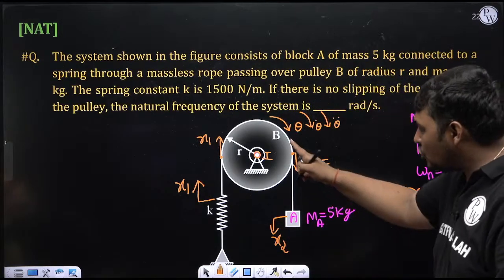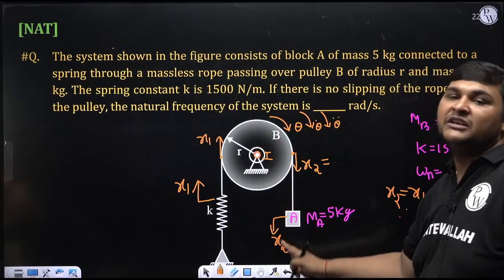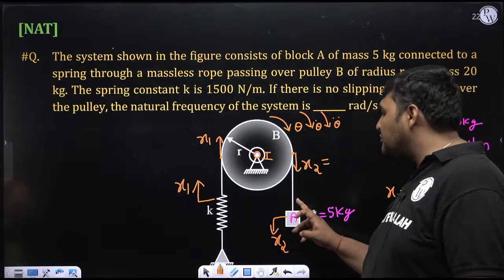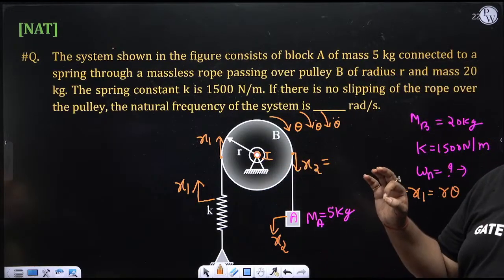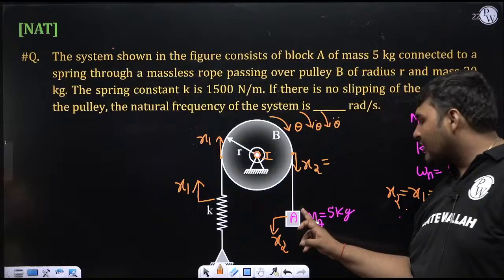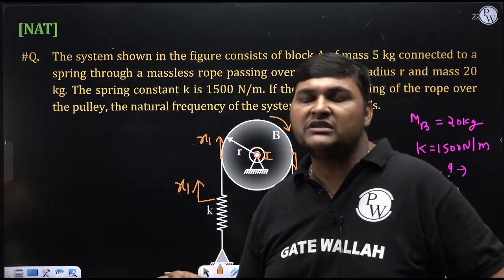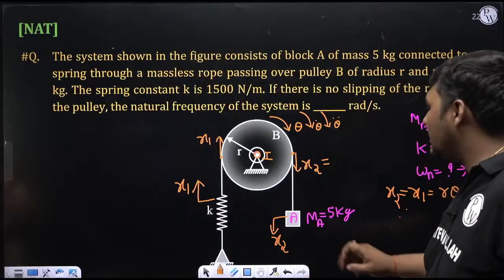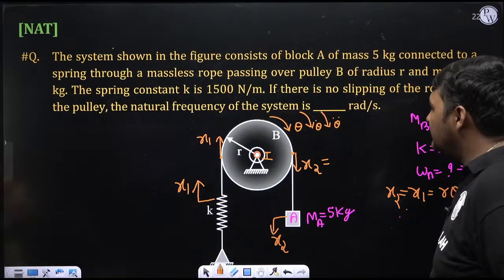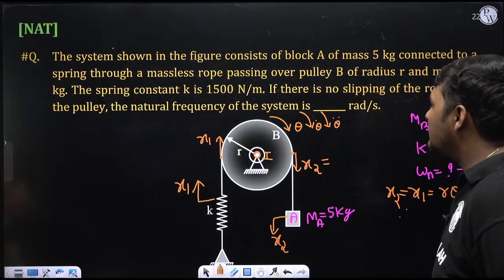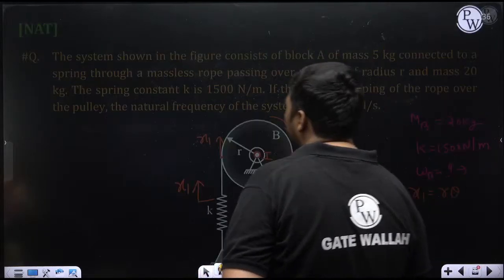Here the pulley is rotating about this point, but the point mass is having translational motion. So when calculating the kinetic energy due to the pulley, use half I about the center times omega square, where omega is the angular velocity. For the kinetic energy due to the point mass, use half m v square, where v is the linear velocity of the mass because it is translating. x1 is r theta, and x2 is also r theta. Now we will calculate the kinetic energy and potential energy parts. First of all, calculate the kinetic energy.